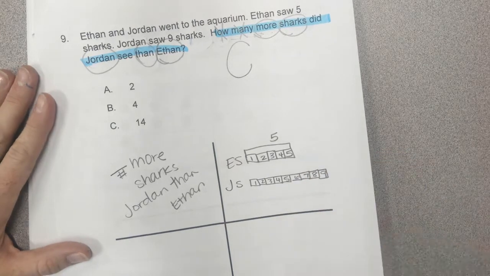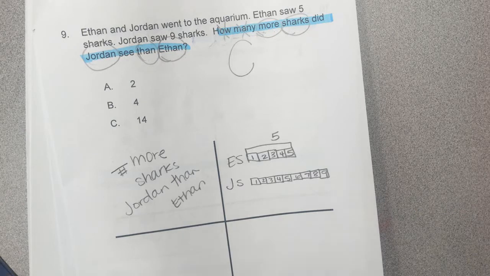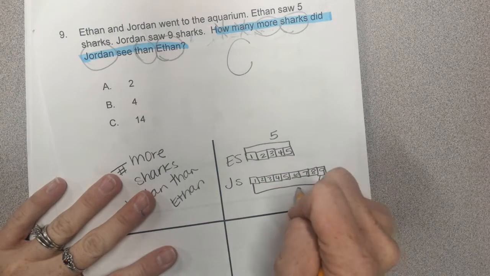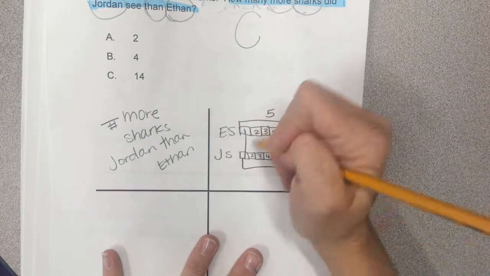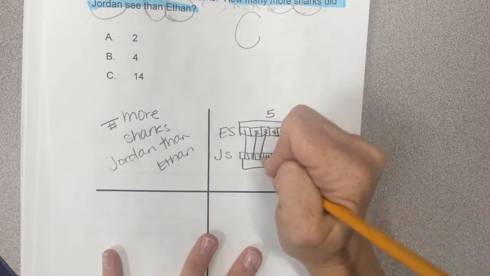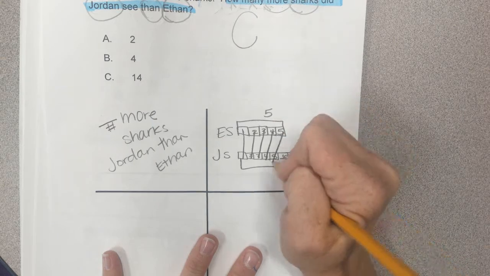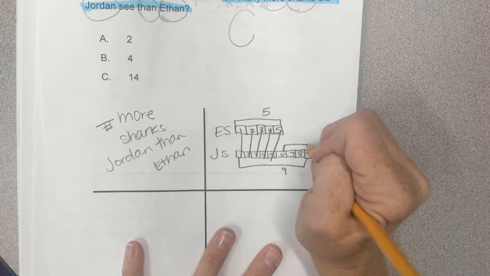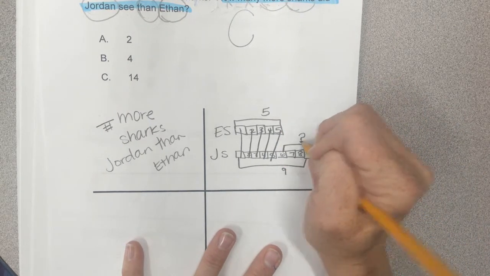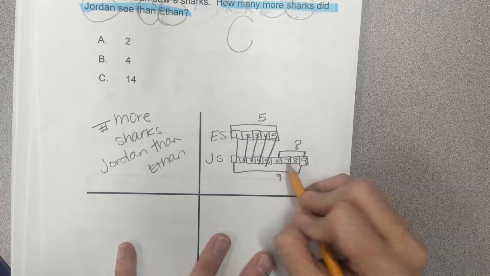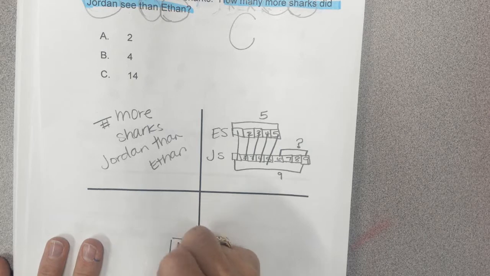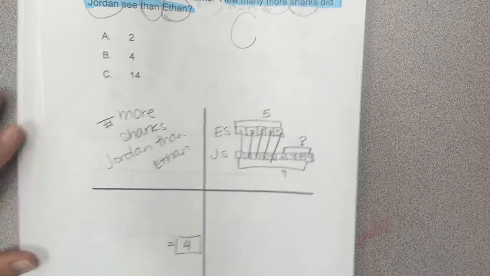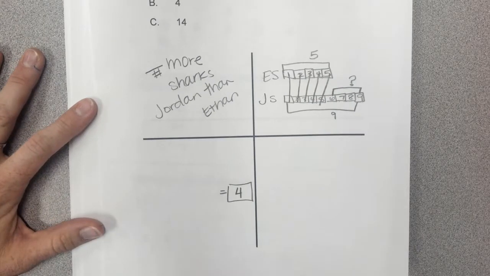And it's very helpful if you can put them as close as possible to being the same, so that when we match them up, 1 goes to 1, 2 goes to 2, 3, 3, 4, 4, 5, 5. So, how many more? There's 1, 2, 3, 4 more that Jordan saw than Ethan. So my answer is 4.